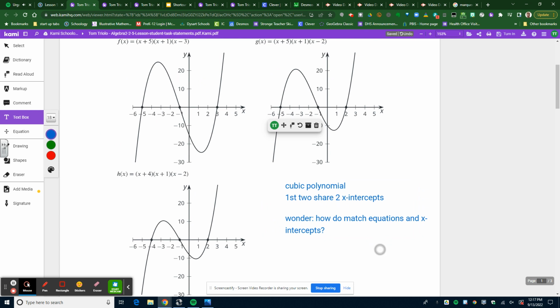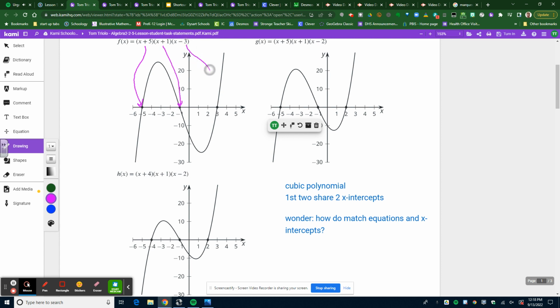So, let's talk about that. I noticed that the x plus 5 and the x plus 1, if you make it negative values, that's the intercepts. And then the x minus 3, if you make it a positive value, that's another x-intercept. That's exactly right. Okay. So, we're going to formally define this.